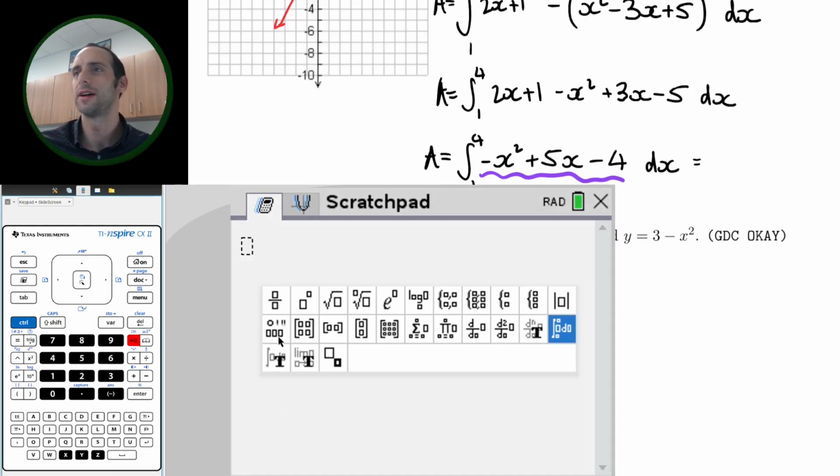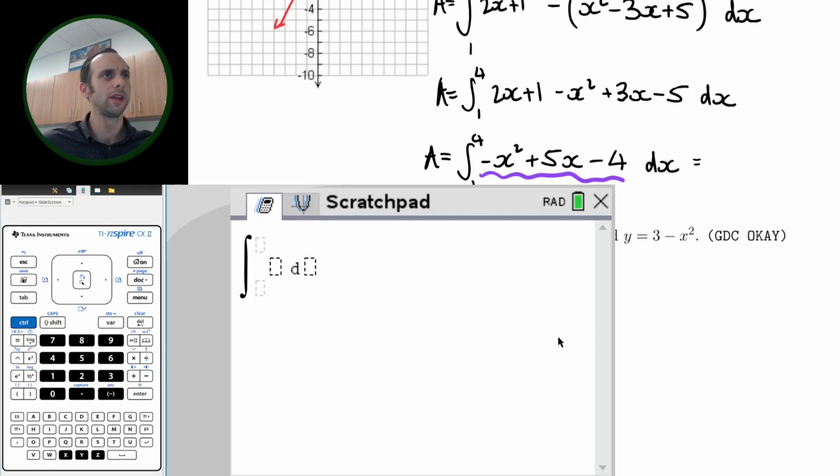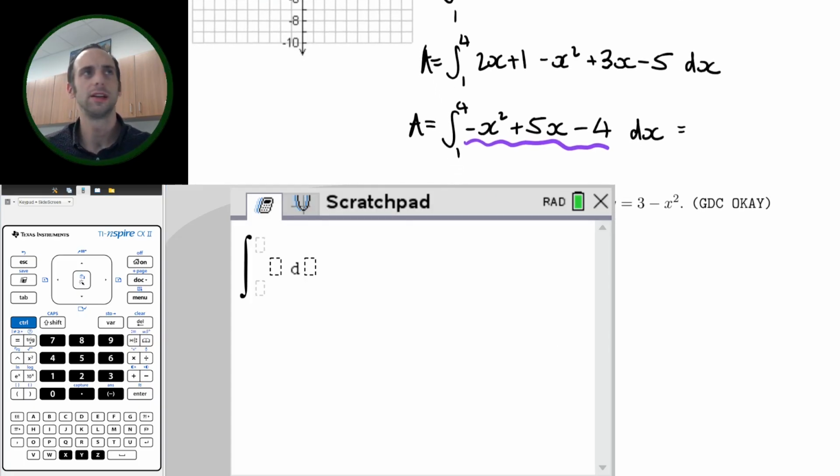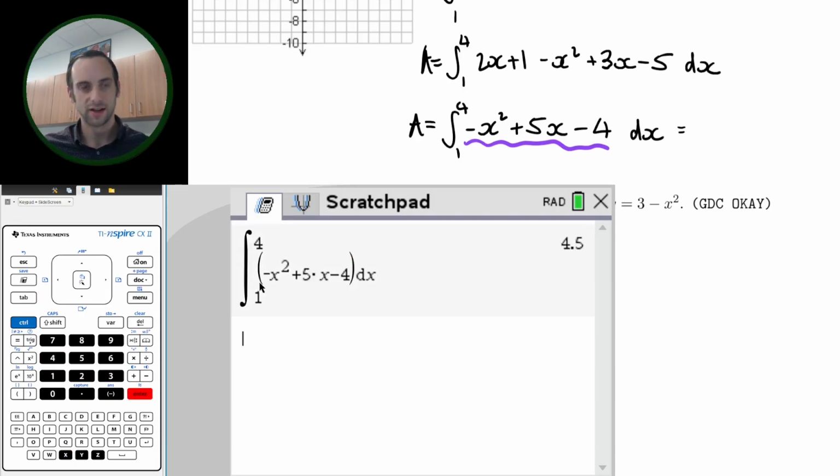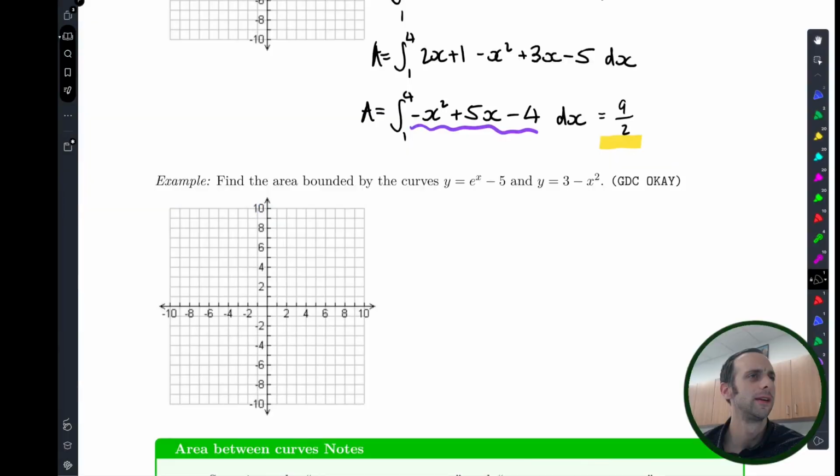We'll grab our integral template, and our integral is the integral from 1 to 4, negative x squared plus 5x minus 4, put in the dx, and our calculator will give us this value of 4.5, or if you prefer fractions, 9/2. So obviously I've skipped a lot of the manual work there just to save time on this video, but you should go ahead and do that work to check that that comes out correctly.